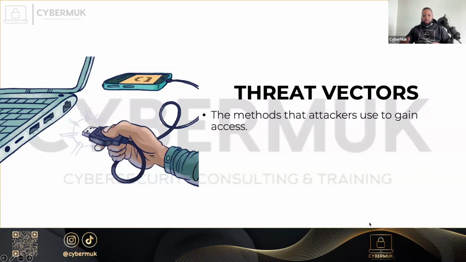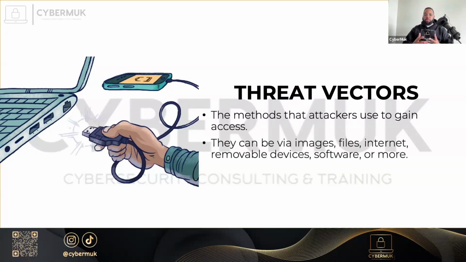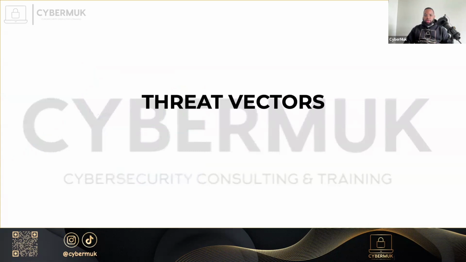So what do they use? Is it a USB key? Is it by Bluetooth? Is it by email? How do they get access to systems? So there are multiple ways in which the threat actors use these vectors to get access into systems. It can be by software, removable devices, straight on the internet. So let's look at the different types.